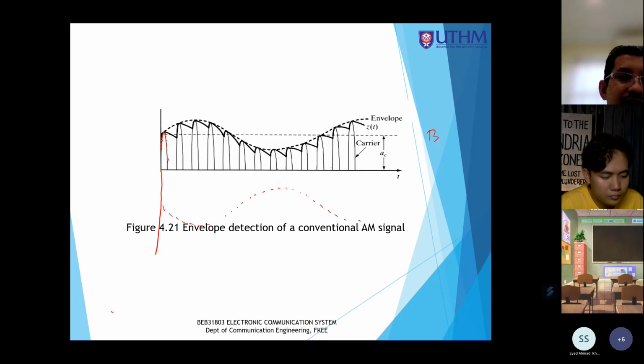So what happen is that the signal will look like this. Okay, and then at this point the RC tank circuit will be charging. Okay, and then apabila signal itu sepatutnya turun ke bawah, dia akan discharge. RC tank circuit will discharge, and then RC tank circuit charging again, discharge, dan seterusnya. So this is what happened at point C, pada point C.